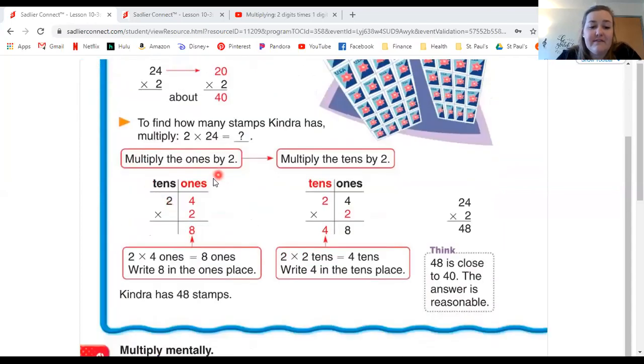So if you look down here, first you've got to line it up nicely. 24 times 2. We're going to go down vertical. And here, in the ones place, they go 4 times 2 gives us 8. Then if you come right over here, now you're going to multiply the tens column. 2 times 2 gives us 4, which makes sense because 24 plus 24 is 48.